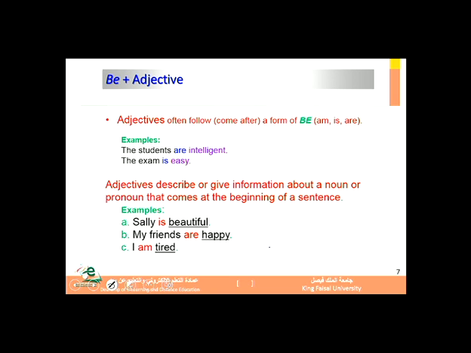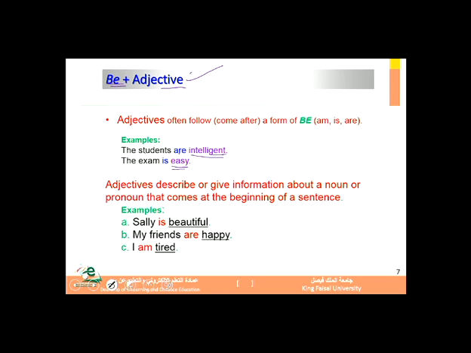Now, let's look at another sentence structure that contains verb to be. This is where you have one form of verb to be followed by an adjective. If you remember last lecture, we said we have noun followed by verb to be, then you have noun. Example, Sally is a student. Now, we have cases where we have noun followed by verb, then we have an adjective. For example, the students are intelligent. So we have a noun followed by one form of verb to be followed by what we call an adjective. The exam is easy.